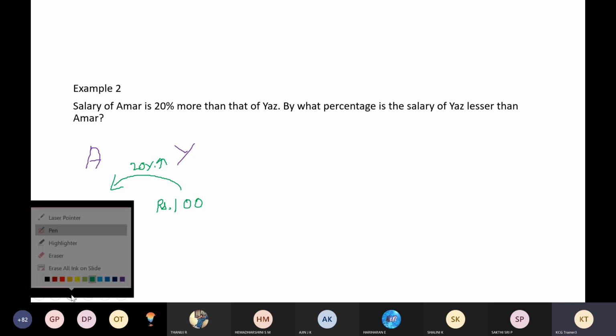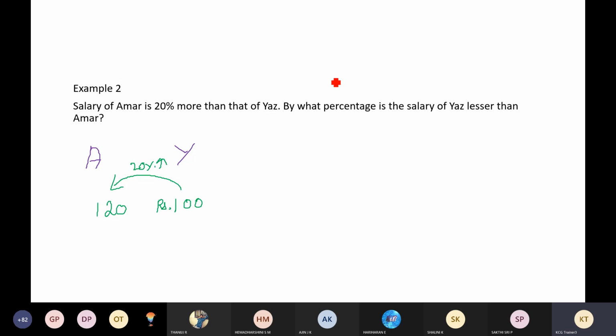Now, what is my actual question here? Let's look at the question. By what percentage is the salary of Y less than Amar? So, what is the percentage decrease? That's all. Find out and tell me, guys. Compared to A, Y is how much percentage less than that? What is the percentage decrease from A to Y?